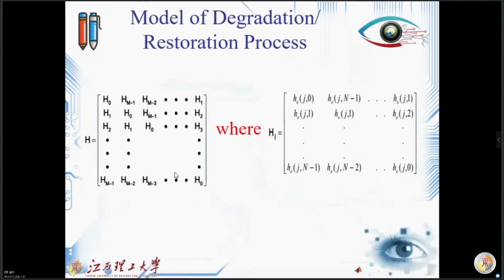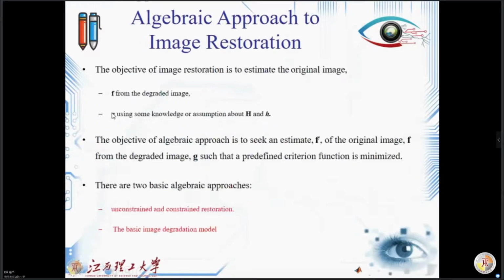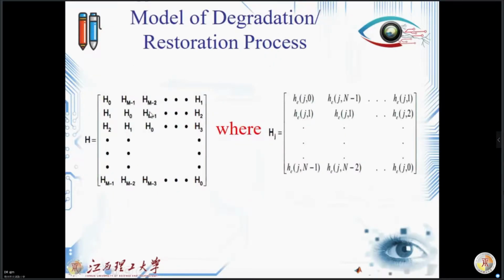Then if I want to unify what I said regarding the term H, I can have the left side and right side matrices regarding this model, which show the parameter H in the form of a matrix. That was the model that we can assume for the degradation or restoration process.